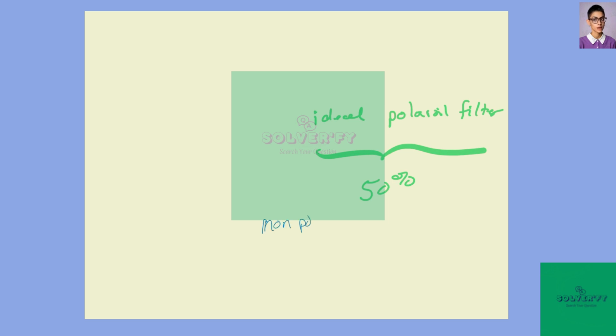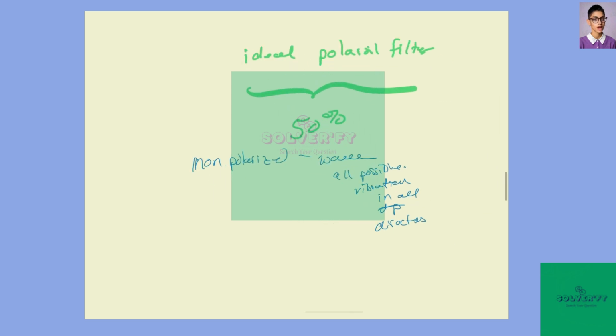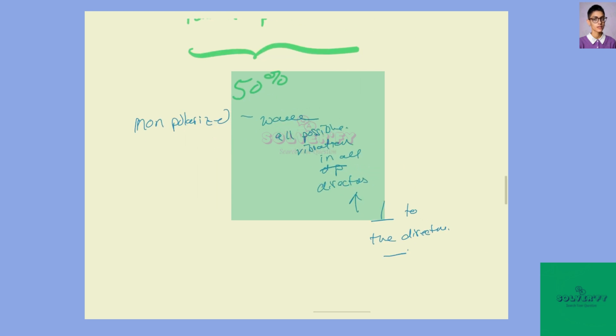Non-polarized. So non-polarized light is a type of light beam that contains all waves that vibrate in all possible directions. So a non-polarized light beam or light wave is a wave containing all possible vibrations in all directions. And remember, these directions are going to be perpendicular to the direction that the beam goes, aka the direction of propagation.